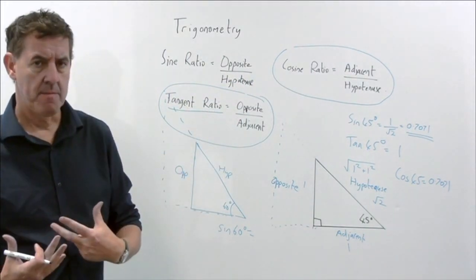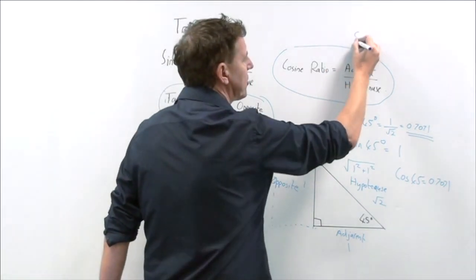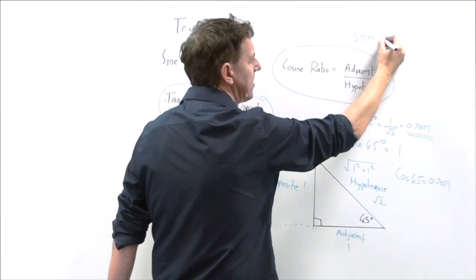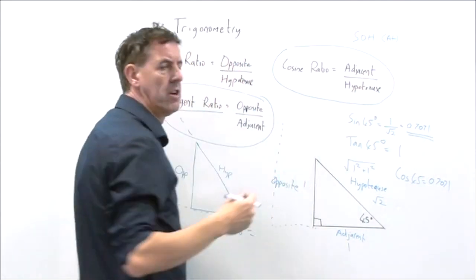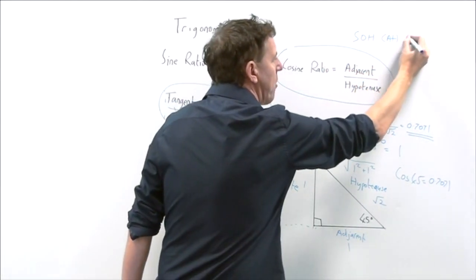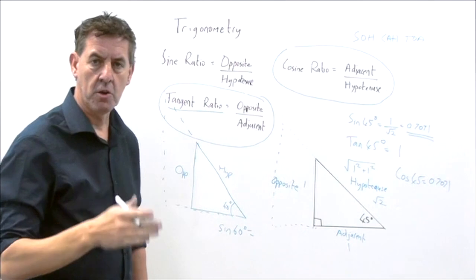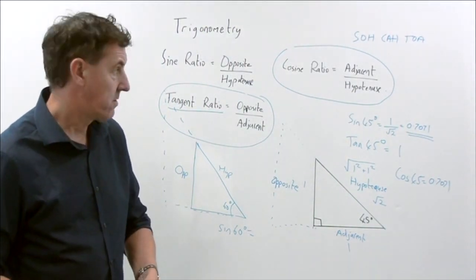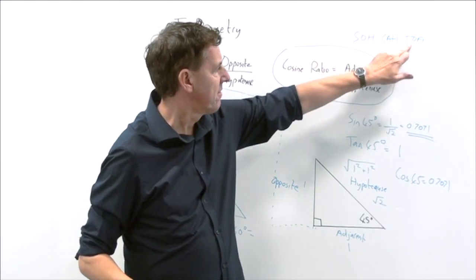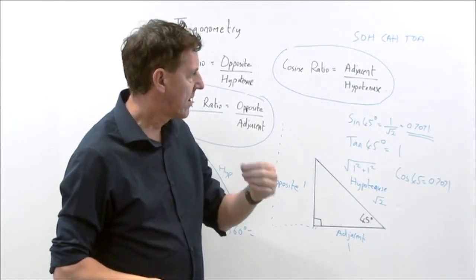There's various ways of remembering them. The most common way I've come across is to use this. For the sine ratio, sine is opposite over hypotenuse, S-O-H, for the cosine ratio, adjacent over hypotenuse, C-A-H, and T-O-A for the tangent ratio, opposite over adjacent. SOH CAH TOA. You could make words up: Silly Old Harry caught a haddock drawing off America. Various ones that you can use. I tend to use SOH CAH TOA.